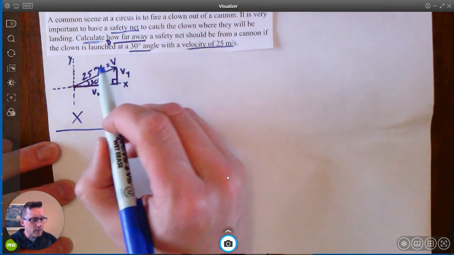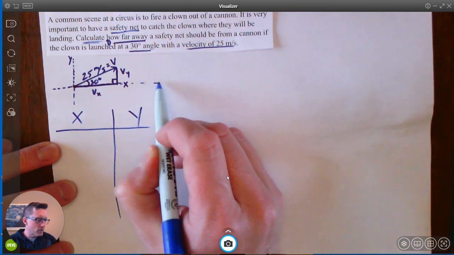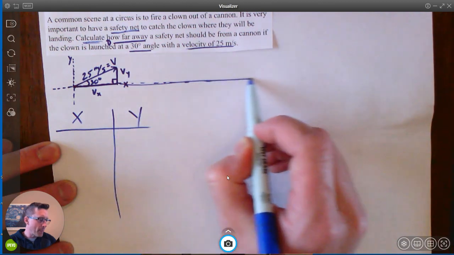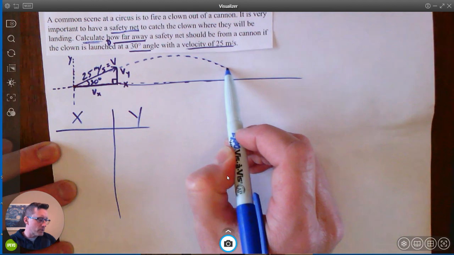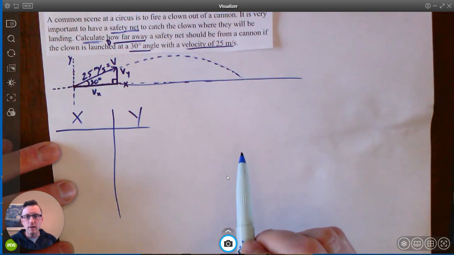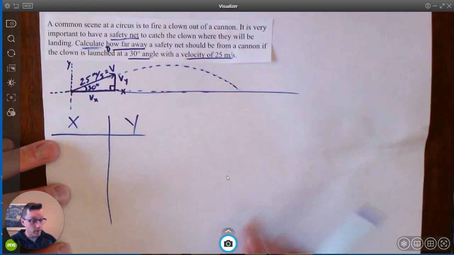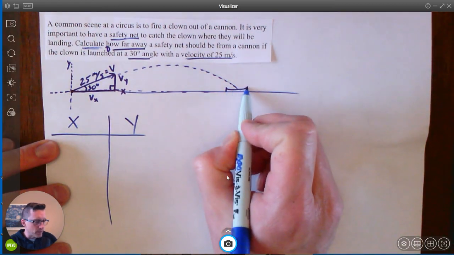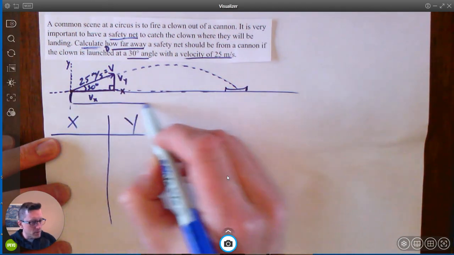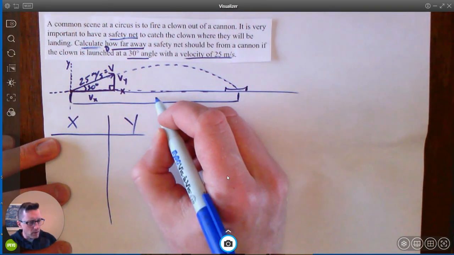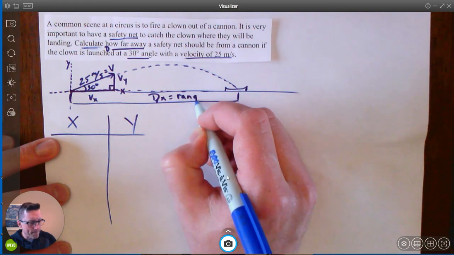I'm going to continue my picture here. So we know that the clown is launched. Here's the ground, right? The clown is launched, and it's going to create a parabola or an arc, okay? And we know that the clown's going to land somewhere. Well, the question is where should our safety net be? From here to here is our distance, and it's called a dx or a range.